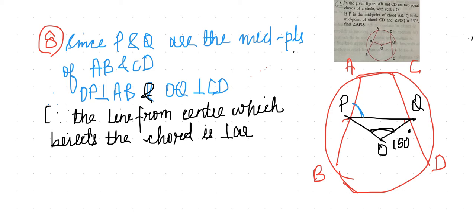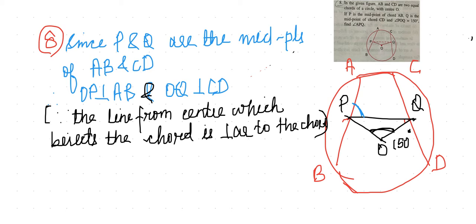Perpendicular to the chord. Okay, so this is my statement. OP is perpendicular to AB and OQ is perpendicular to CD. So this is the statement that I am getting. Okay, what is the next thing, children?